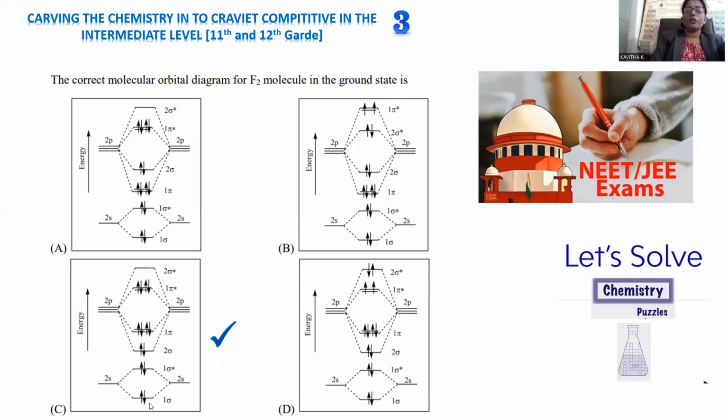In fluorine molecule, what will be the right order of filling? Right. So if you see the fluorine, each fluorine has 1s2, 2s2, 2p5 electronic configuration, to be filled in this molecular orbital diagram. These many options are provided. Among all, the correct representation will be option number C. Let's see how we can explain this one in detail.